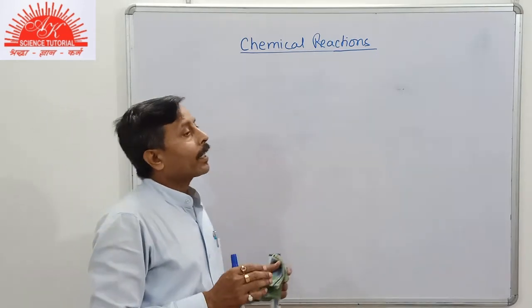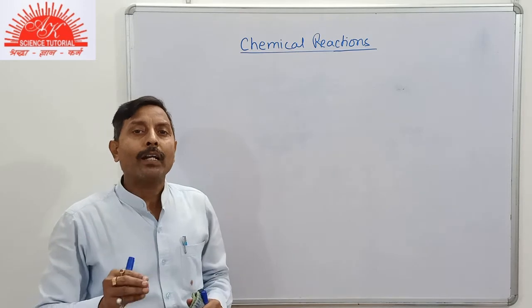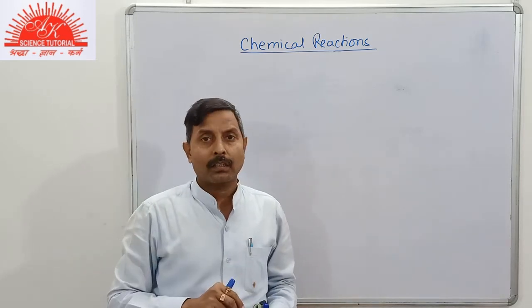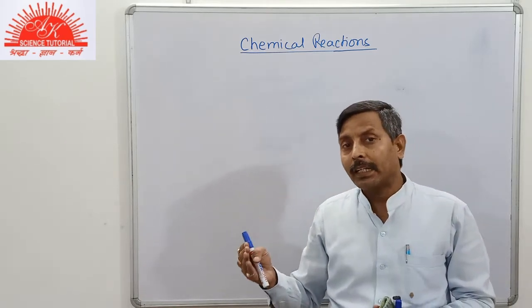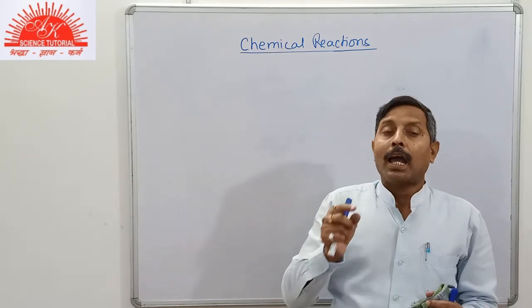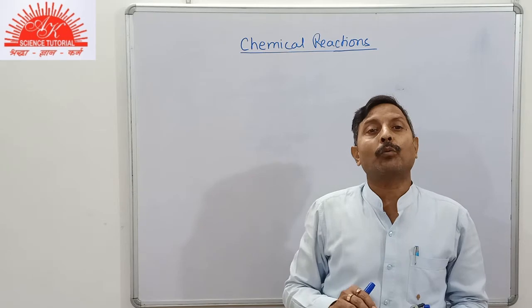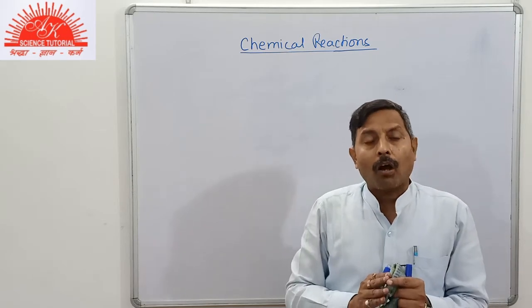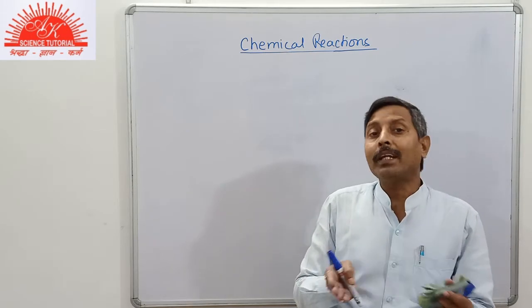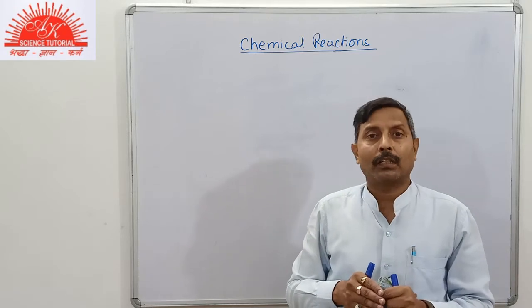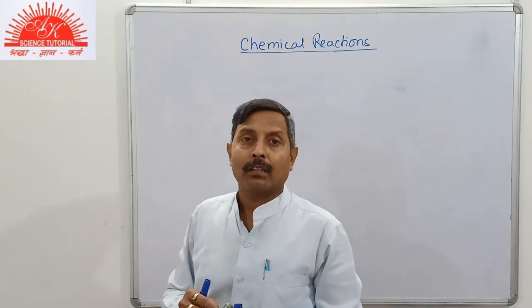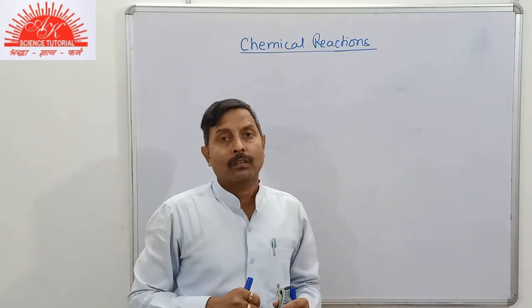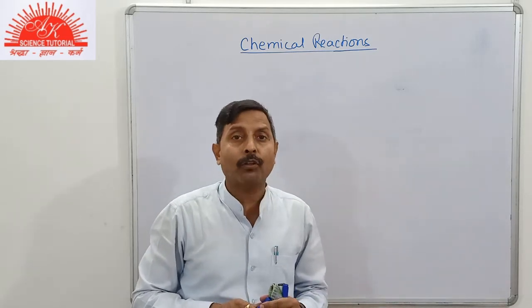Students, chemical reactions require certain supporting conditions in which they can take place. A chemical reaction takes place when the particles of substances are made to collide with each other, that is, when some energy is supplied to break the bond and a new bond is formed.